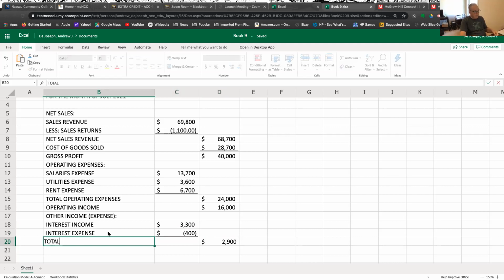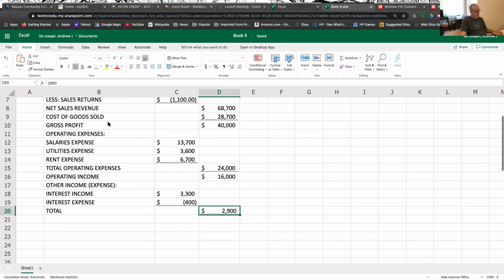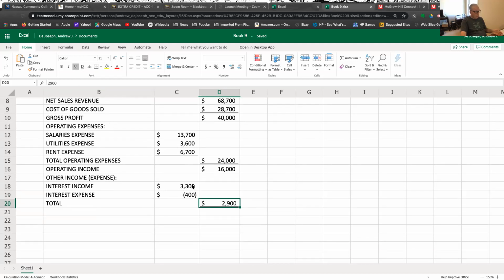Now, in the Best Buy example, they did that a little bit differently, right? In the Best Buy example, they put the 3,300 here, they put the 400 here, right? And you just added those three numbers together. But here they did it a little bit differently. They took interest income minus interest expense, gives you $2,900. And that's a positive number, right? Because the 3,300 was greater than the 400. Could be the other way. Sometimes the interest expense could be more than the interest income, in which case you would have a negative number here.